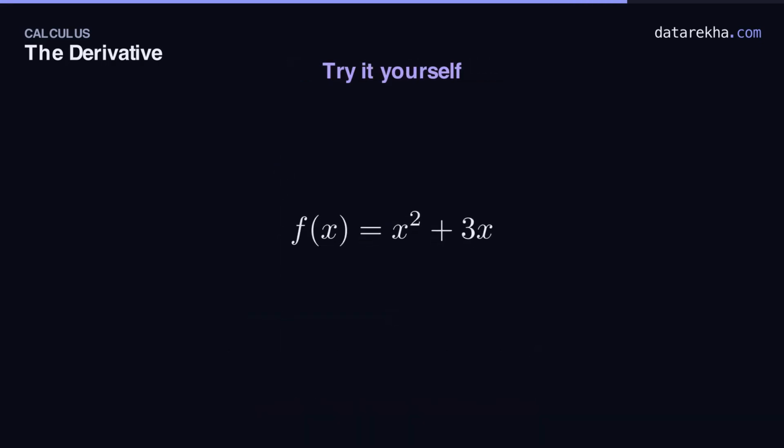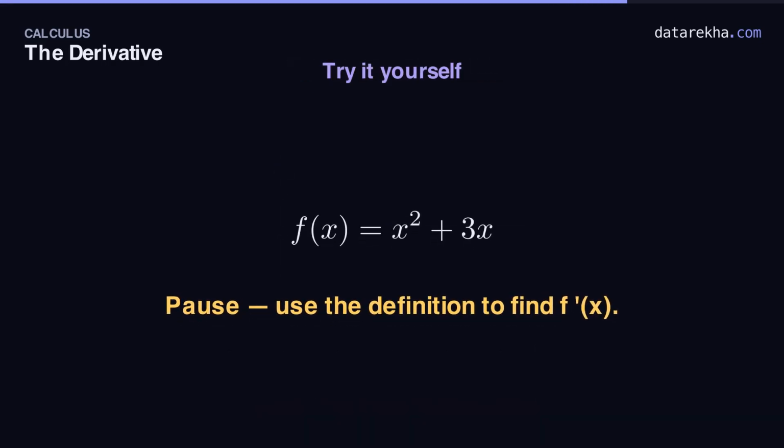Your turn. Use the definition, first principles, to find the derivative of x squared plus 3x. Set up the difference quotient. Expand, cancel the h, take the limit. Pause the video, work it through, then come back.